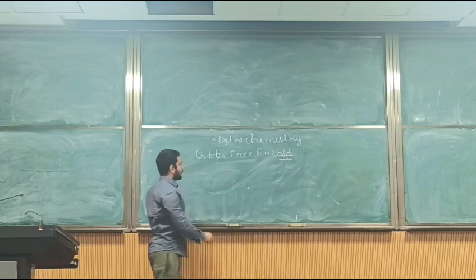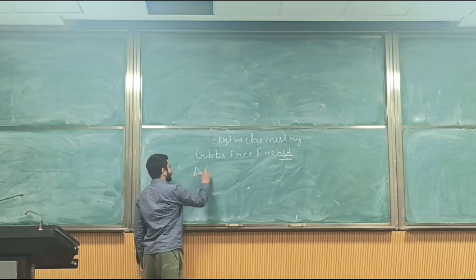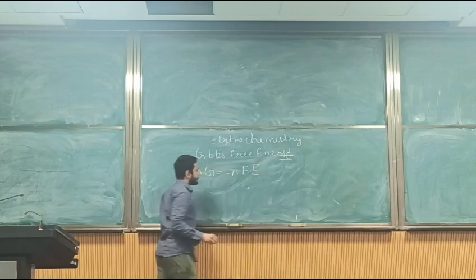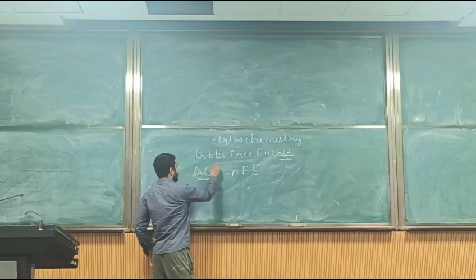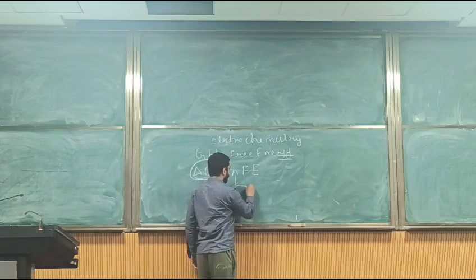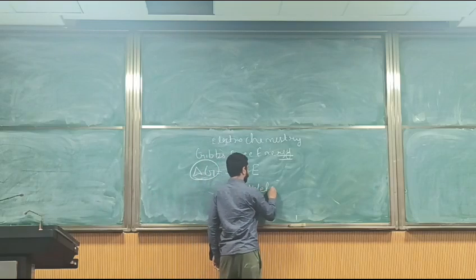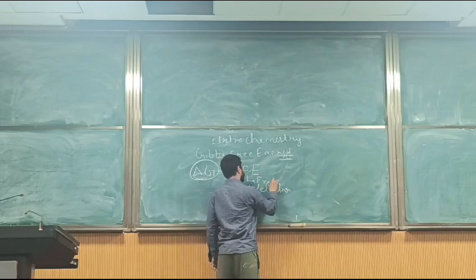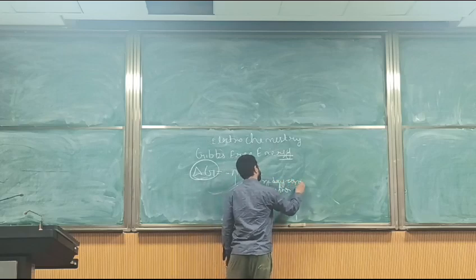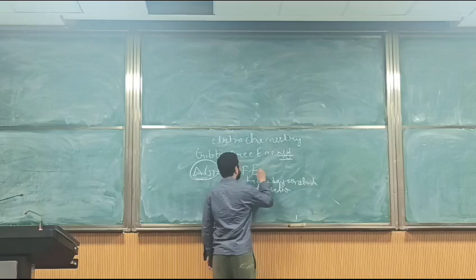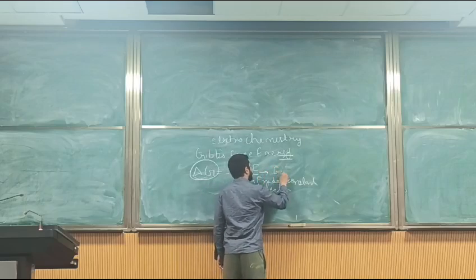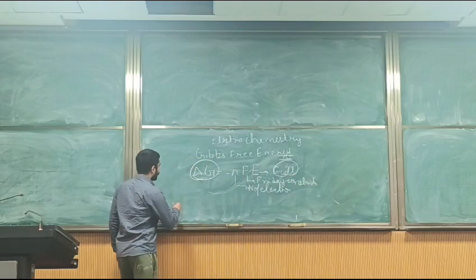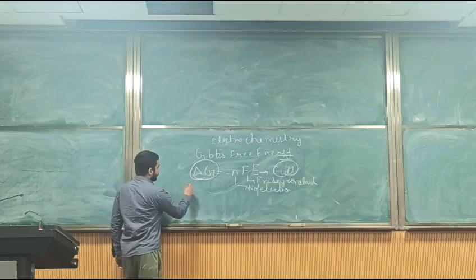So in electrochemistry, Gibbs free energy or delta G is defined as minus NFE. Here delta G is the Gibbs free energy, N is the number of electrons, F is the Faraday constant, and E is the E cell, or the potential of the cell.